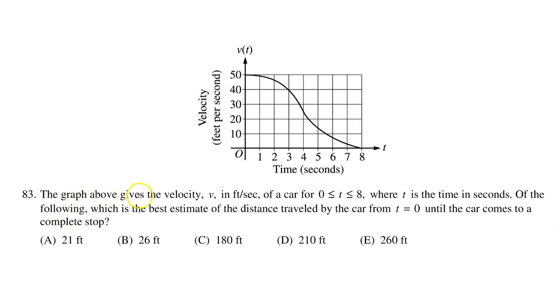The graph above gives the velocity v in feet per second of a car on the interval from 0 to 8, where t is the time in seconds. Of the following, which is the best estimate of the distance traveled by the car from t equals 0 until the car comes to a complete stop?